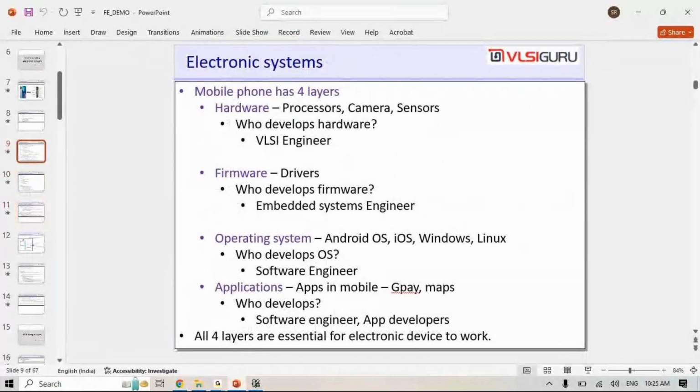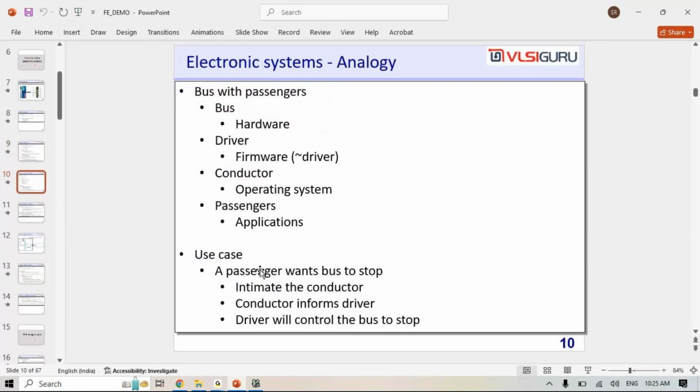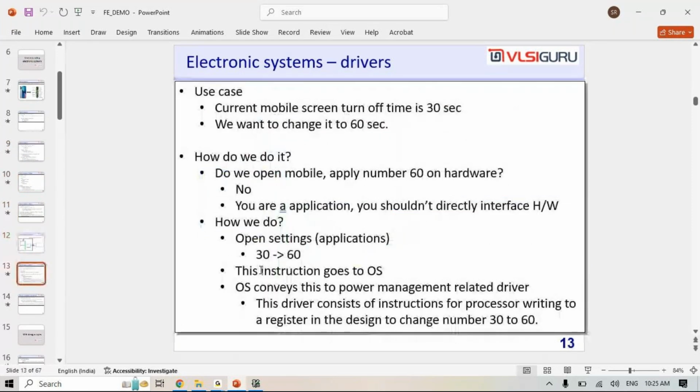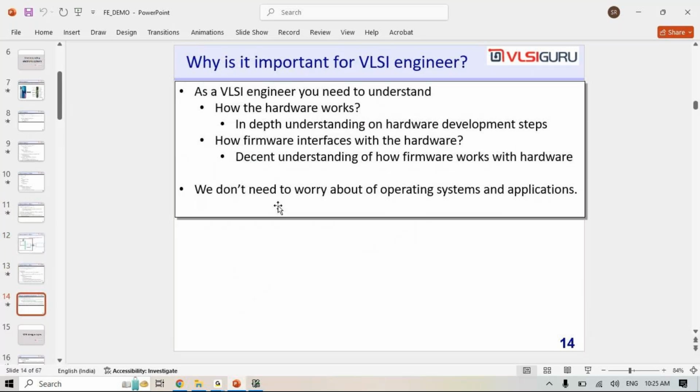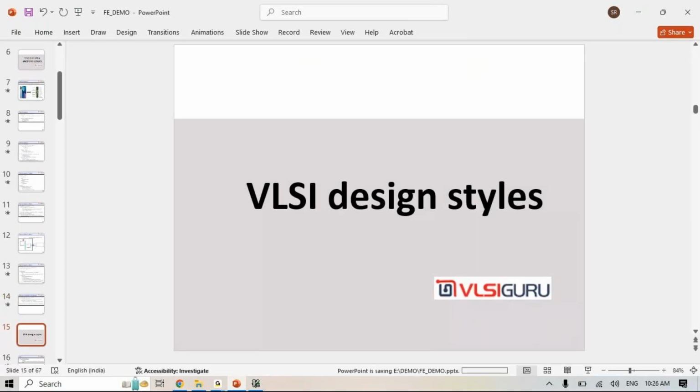We have understood all this example, right? What is hardware, what is firmware, what is operating system, what are applications, and what goes into a driver, everything. So as a VLSI engineer, what should you know? You should be very comfortable with hardware. You should have some idea about embedded system engineering, the basics about it. So any questions till this point?